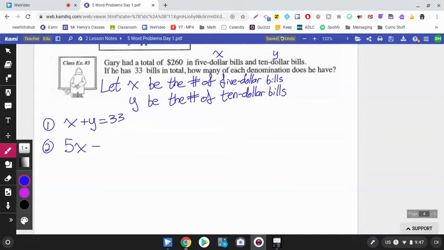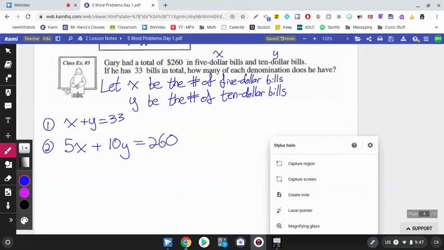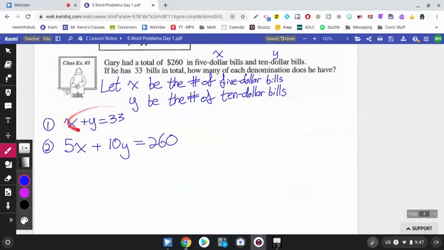So the amount of money from those $5 bills plus the amount of money from those $10 bills, 10 times the amount of $10 bills, has to equal 260. So the first statement was just strictly about the number of bills. Now this is about the money that they represent. $5 for every $5 bill plus $10 for every $10 bill has to equal $260 because that's how much Gary has.